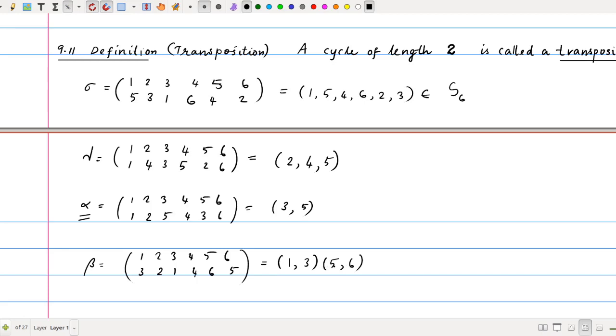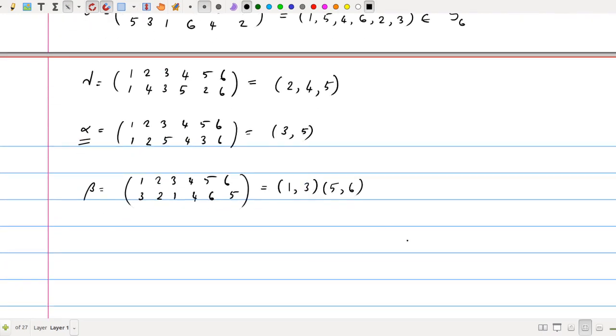If you have any arbitrary permutation in Sn, that can be expressed as a product of disjoint cycles. So this is a product of two disjoint transpositions, or cycles of length 2. Similarly, another permutation you can write is 1, 2, 3, 4, 5, 6 maps to 3, 1, 2, 4, 6, 5. So this is another permutation in S6, and it can be written as a product of two cycles.